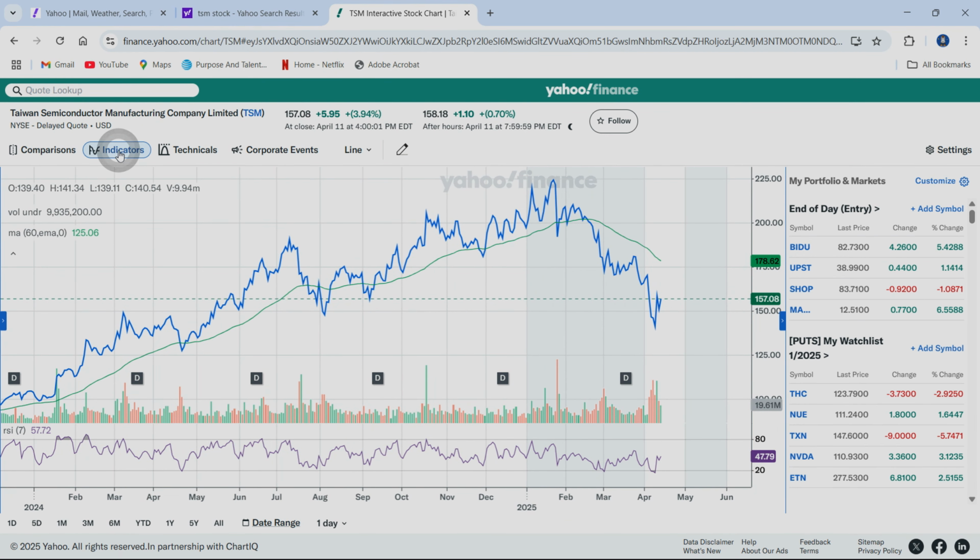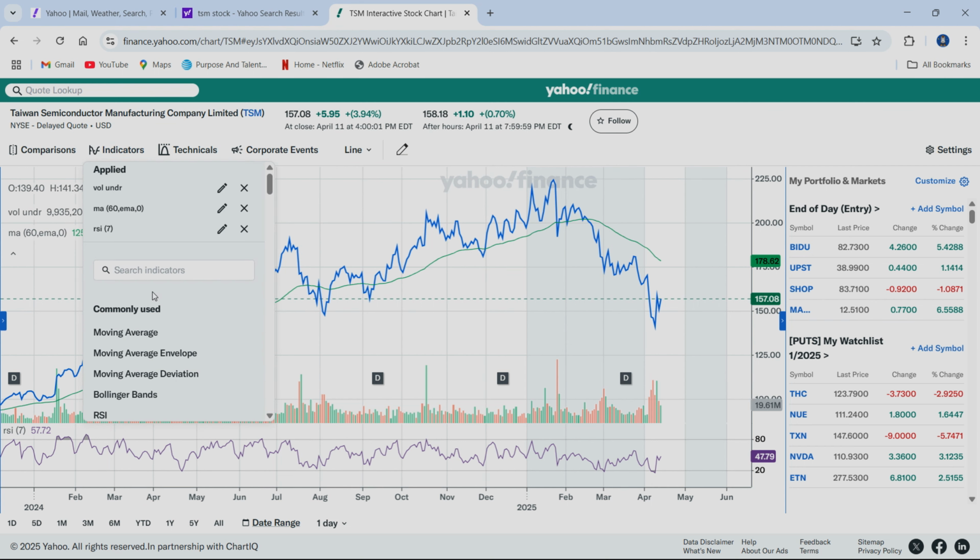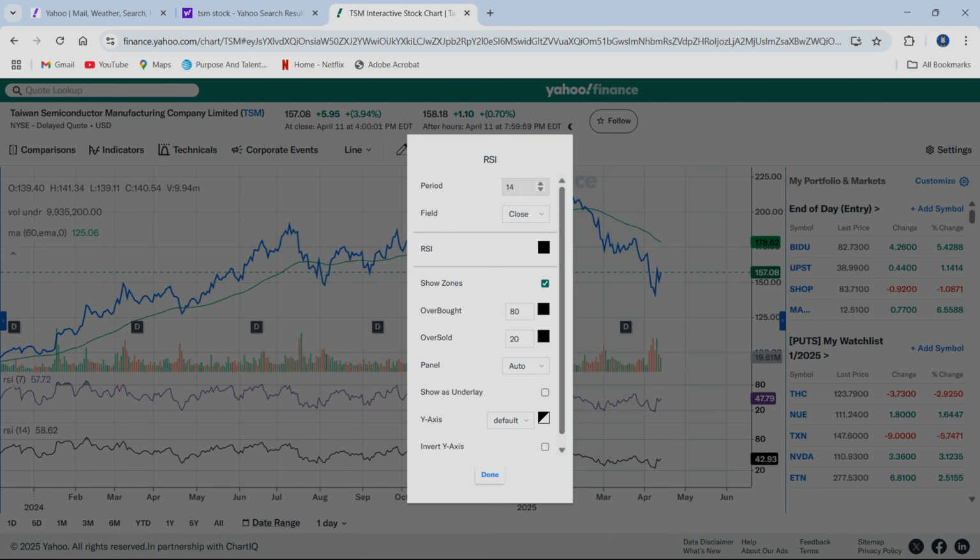And I'm going to add one more indicator. I'm going to give this one to you for free. This is going to be a good one. I'm going to go RSI again, and instead of 7, I'm going to go 2.